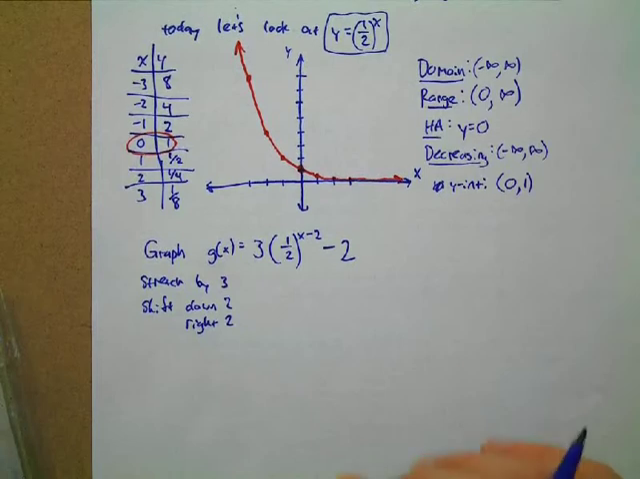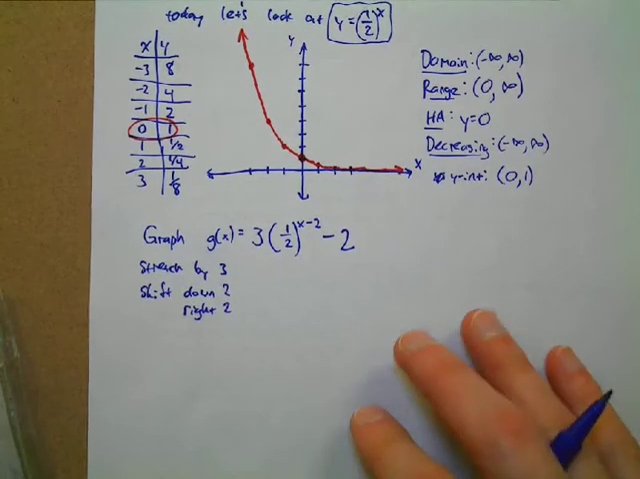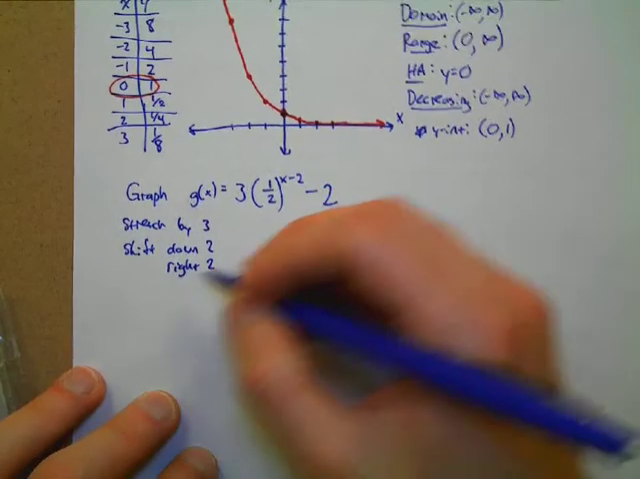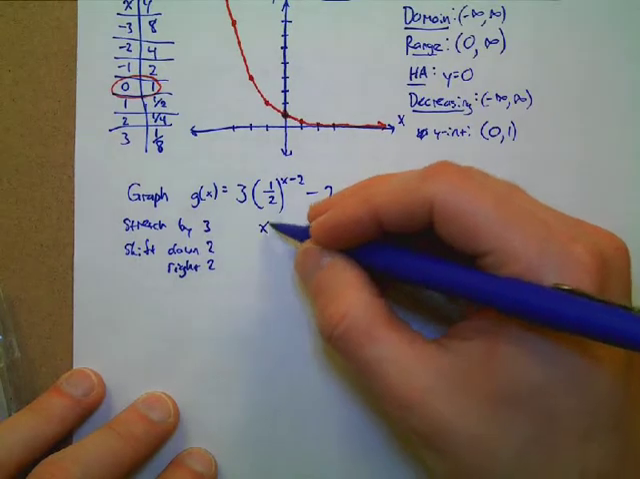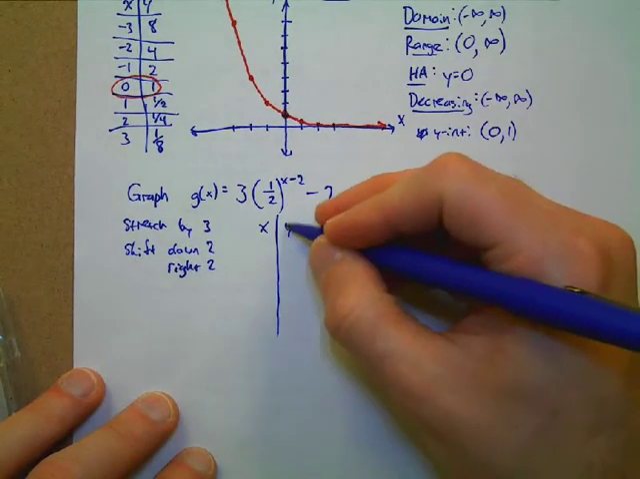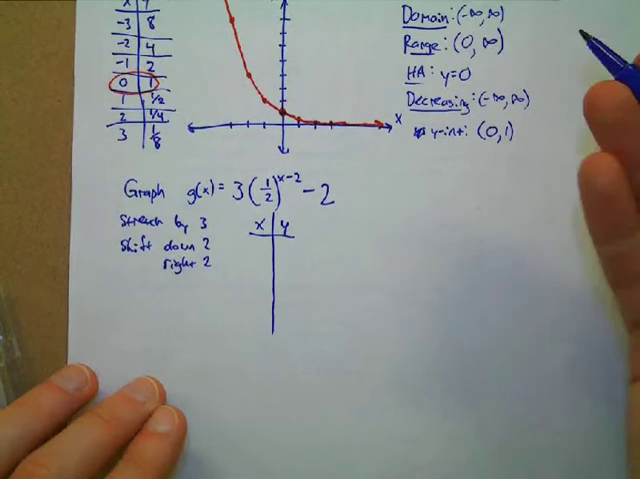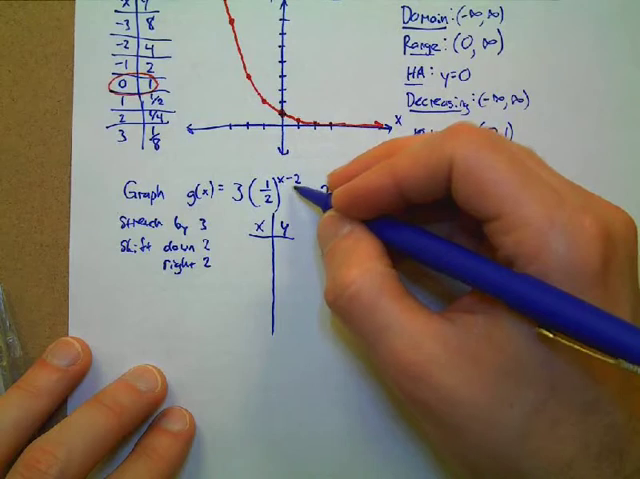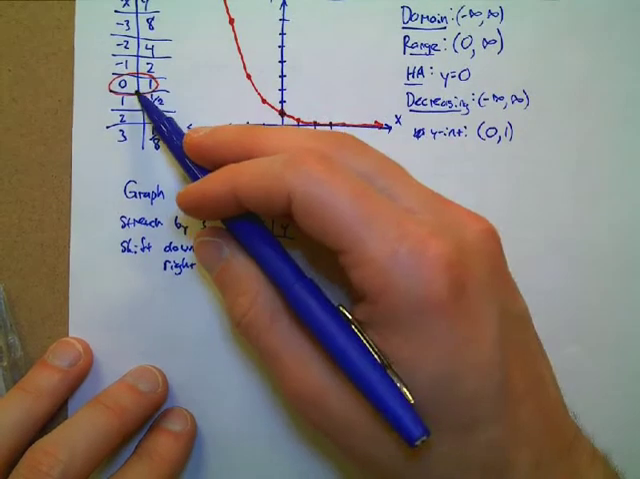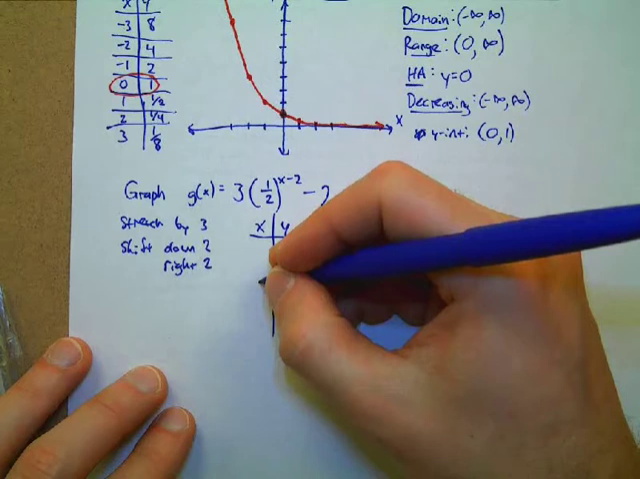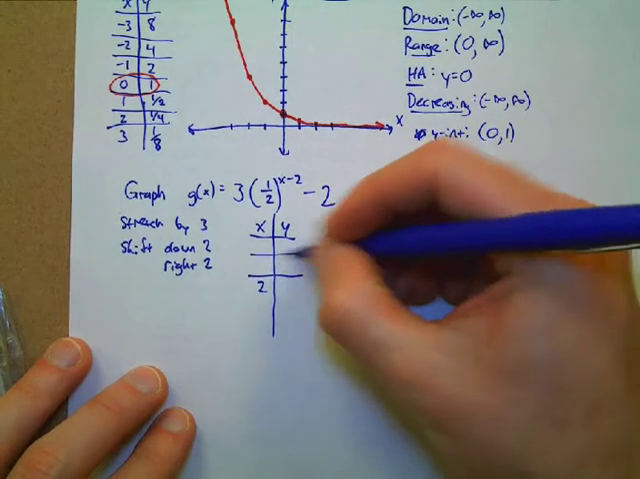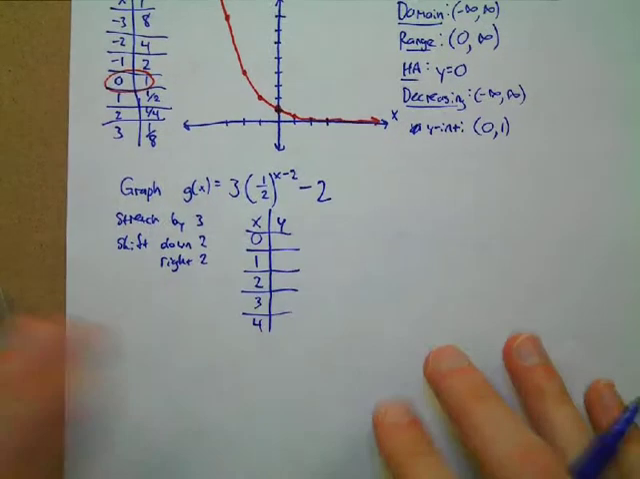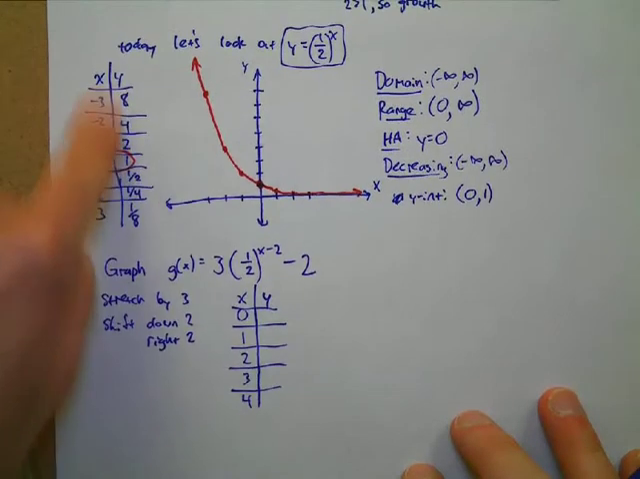So let's go ahead and graph this thing. We're going to use a table of values to help us out. I'll make an XY chart here. Normally our y-intercept is at 0, 1, but we're going to shift it to the right 2. So instead of having 0 in the middle, I'm going to shift everything right 2. That means I'm going to start at 2 in the middle, and we'll go back to 1, 0, and forward to 3 and 4. If you want more points than that, you can, but I think 5 should be fine.